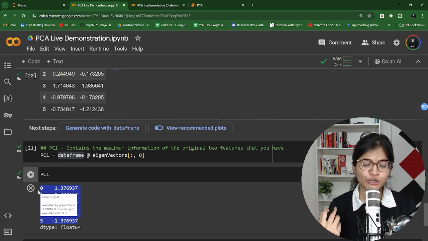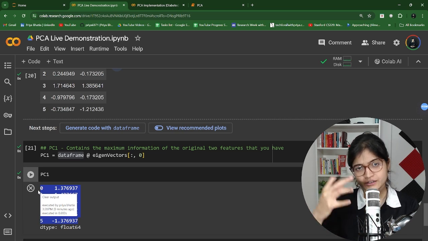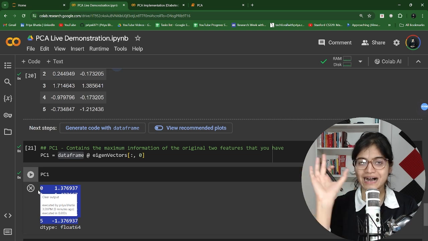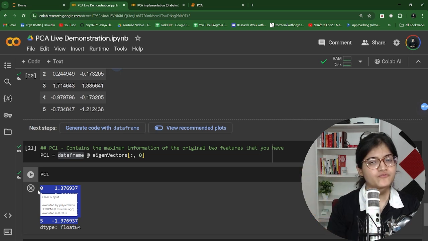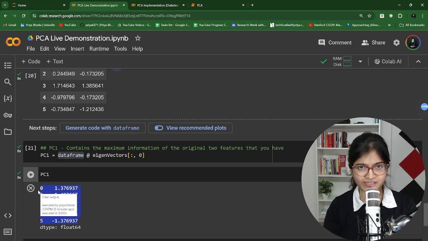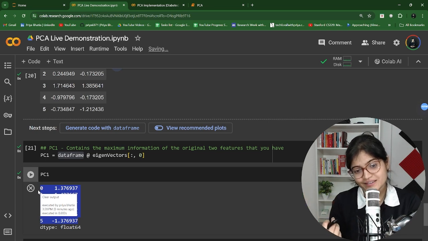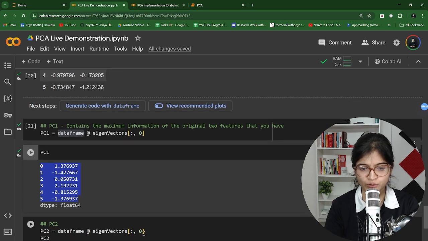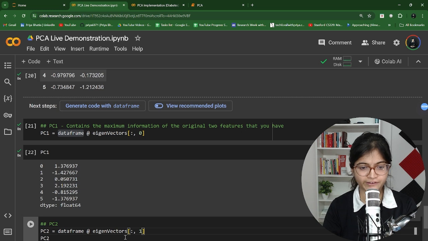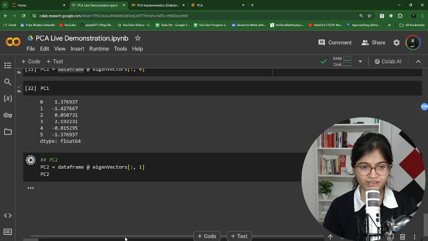So if let's say you want to convert your 2D data to 1D, it's done. Now you have the very first component, it's done. It means it contains the maximum information of your 2-dimensional feature set that you have. But let's say you want to create the second principal component as well. I want to see how it looks. So maybe you can take the second eigenvalue's vector, and then in that case, again, you can see.